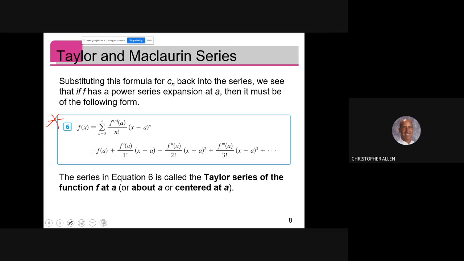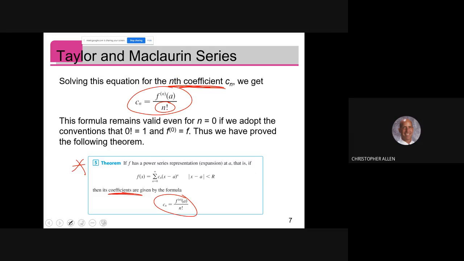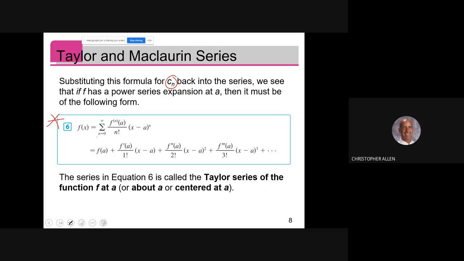Substituting this formula for the C sub n, the coefficient of the nth term, for the power series. So again, if we came back here to this power series, there's C sub n. It's the same formula, but this is what you want. This is the general term. If you think about here, here's where we're getting our coefficients. Here is our x minus the center a to the nth power. This guy gives us what we want.